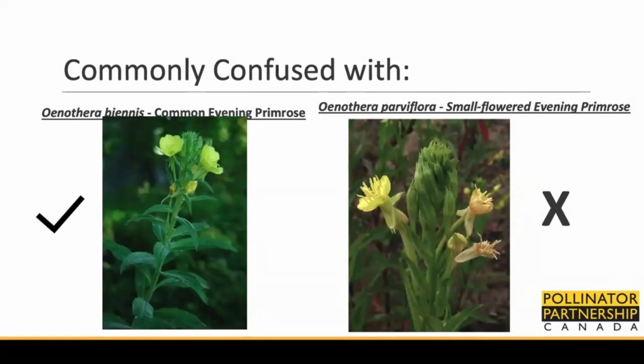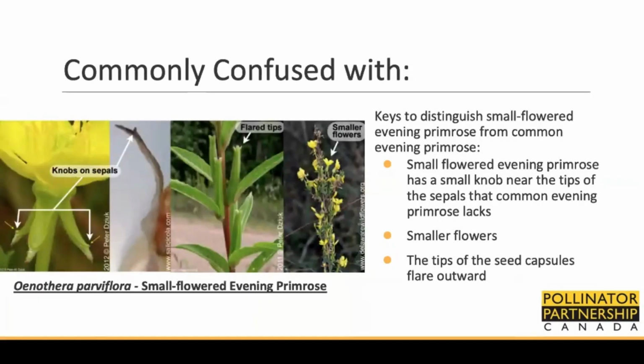Common evening primrose can be confused with small flowered evening primrose. Be mindful as well that there are some non-native varieties present in gardens. So a few things to keep in mind when differentiating these species. The small flowered evening primrose, as you might have guessed, has smaller flowers than common evening primrose. It also has a knob near the tips of the sepals that common evening primrose doesn't. And the tips of the seed capsules flare outward, as you can see in the middle image.